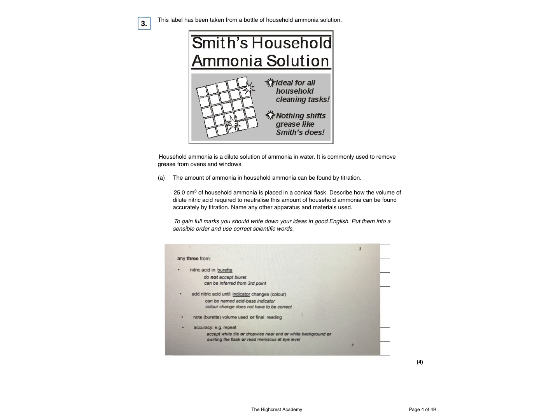Okay, so what did you need to include? You need to include that you had nitric acid in the burette. And you add nitric acid until there's an indicator change or colour change. You note the volume used of your nitric acid, and to achieve an accurate result, you must repeat. So you must include some way of keeping it accurate, or you could use a white tile, or dropwise near the end, or a white background, or swirling the flask, or reading the meniscus at eye level, but always include repeat, girls. So remember, when you did the experiment, you repeated.